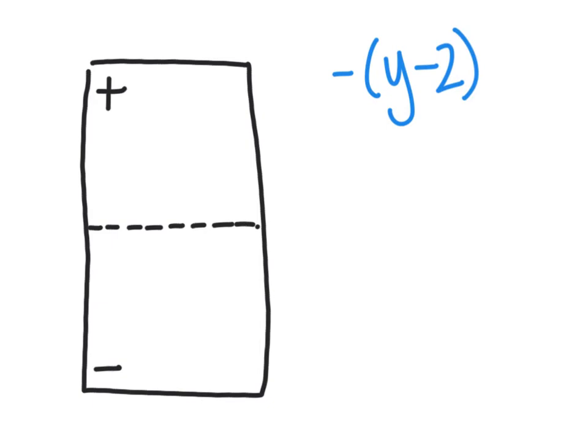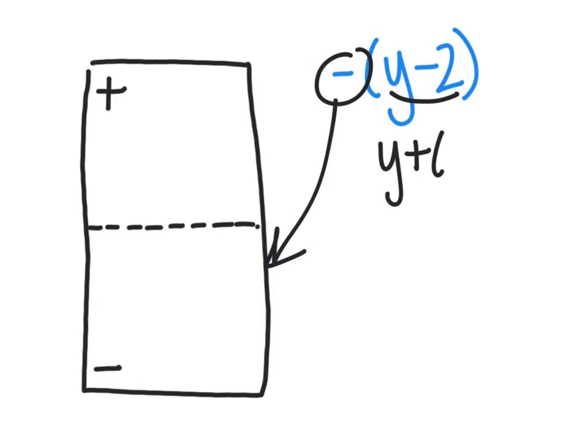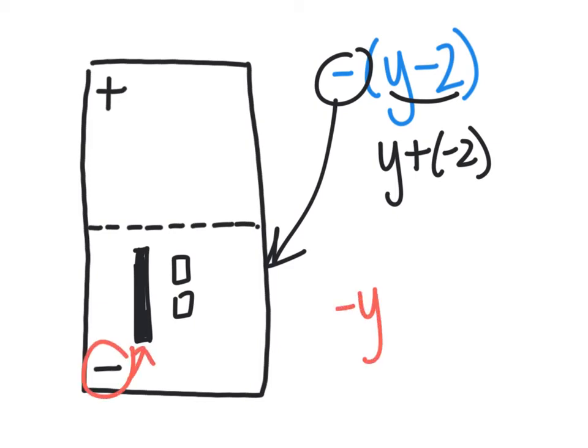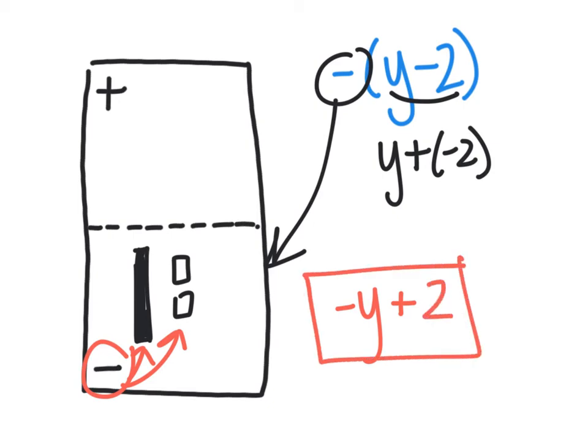Alright, so I'm going to build y minus 2 in the negative region because of this minus sign out here. Remember, another way to think of y minus 2 is y plus negative 2. So I'm going to make my y tile, that's that long skinny one, down here, plus 2 negatives. Alright, so let's simplify it to see what I have. Well, I have the opposite of y, which is negative y, plus the opposite of negative 2. Well, I know the opposite of negative 2 is just 2. So here's my simplified expression.